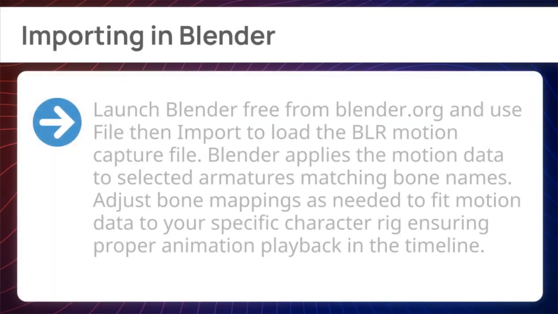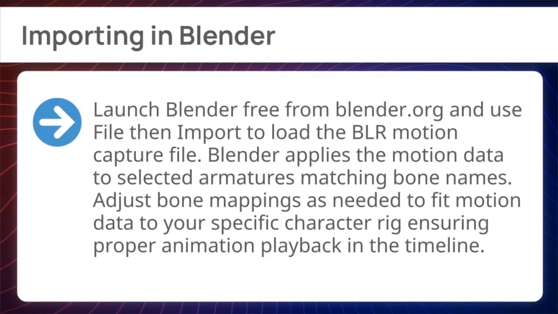First, importing in Blender. Launch Blender free from blender.org and use File then Import to load the BLR motion capture file. Blender applies the motion data to selected armatures matching bone names. Adjust bone mappings as needed to fit motion data to your specific character rig, ensuring proper animation playback in the timeline.